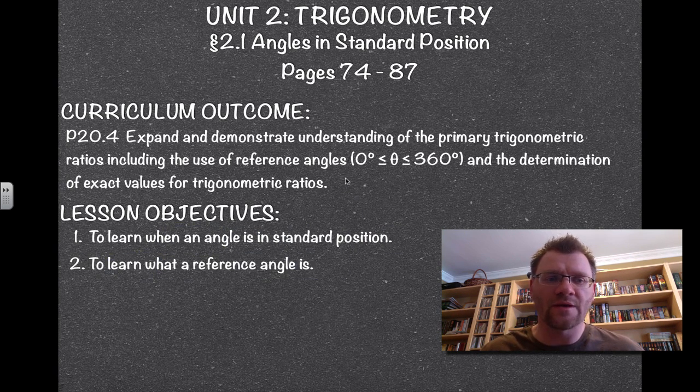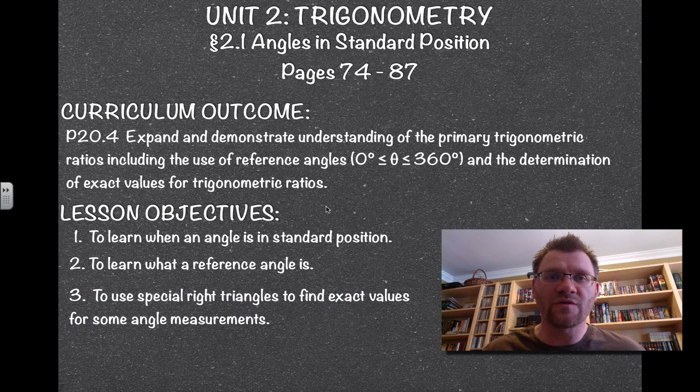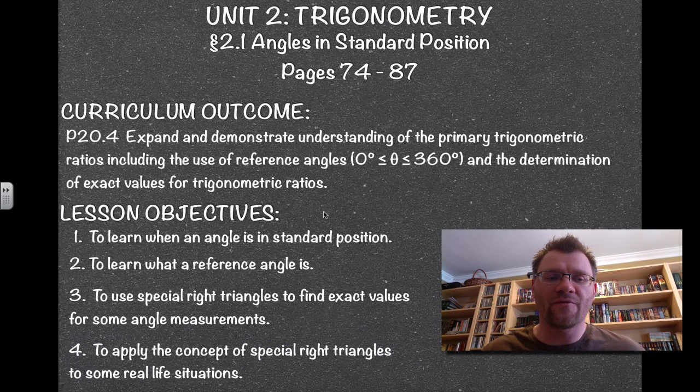Our lesson objectives: number 1, we need to learn when an angle is in standard position and what that looks like. Number 2, we need to learn what a reference angle is. Number 3, we need to be able to use special right triangles to find exact values for some angle measurements. And number 4, we need to apply the concept of special right triangles to some real life situations.